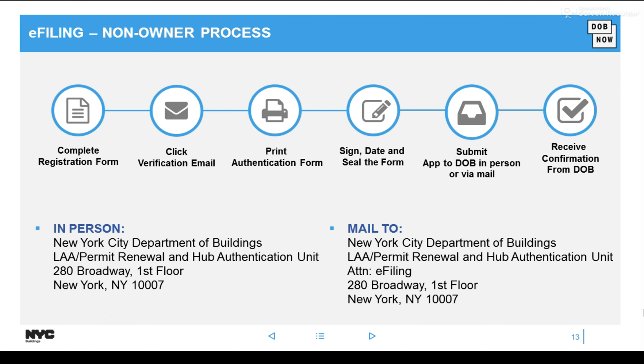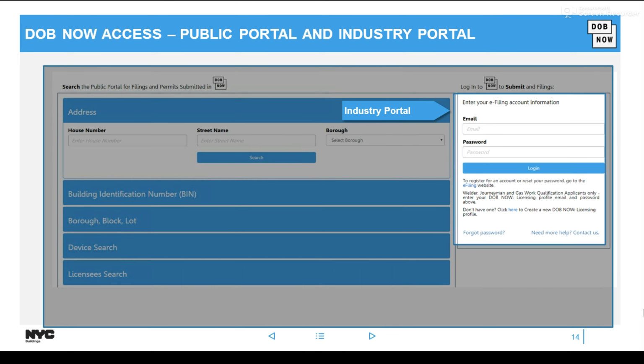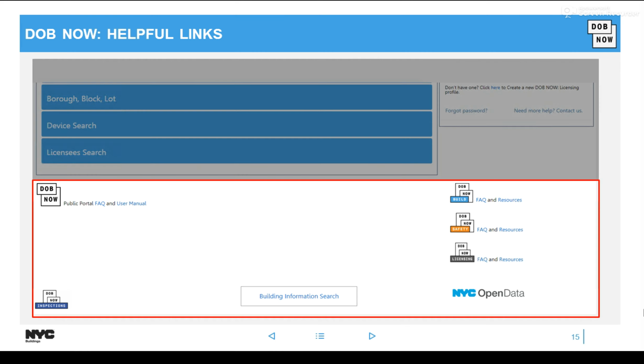create their job filings. So again, the public portal is on the left, and then on the right, we have the industry portal where you would log in once you're successfully registered in e-filing. At the bottom of that very screen, nyc.gov/DOB now, there are the resources and FAQs for each module. So you can get familiar with that there. And we also have a shortcut to BIS in case you have any related filings over in BIS as well.